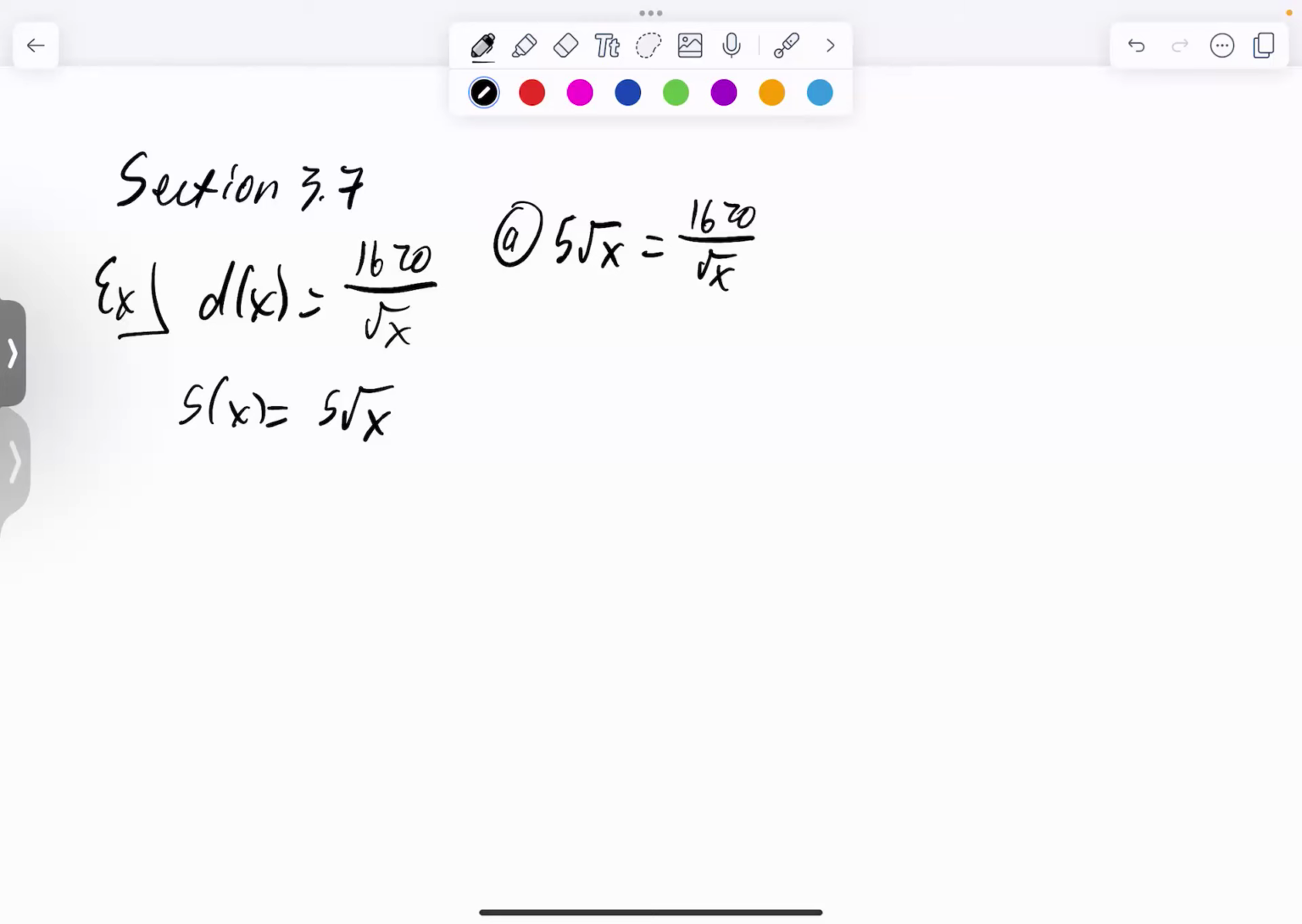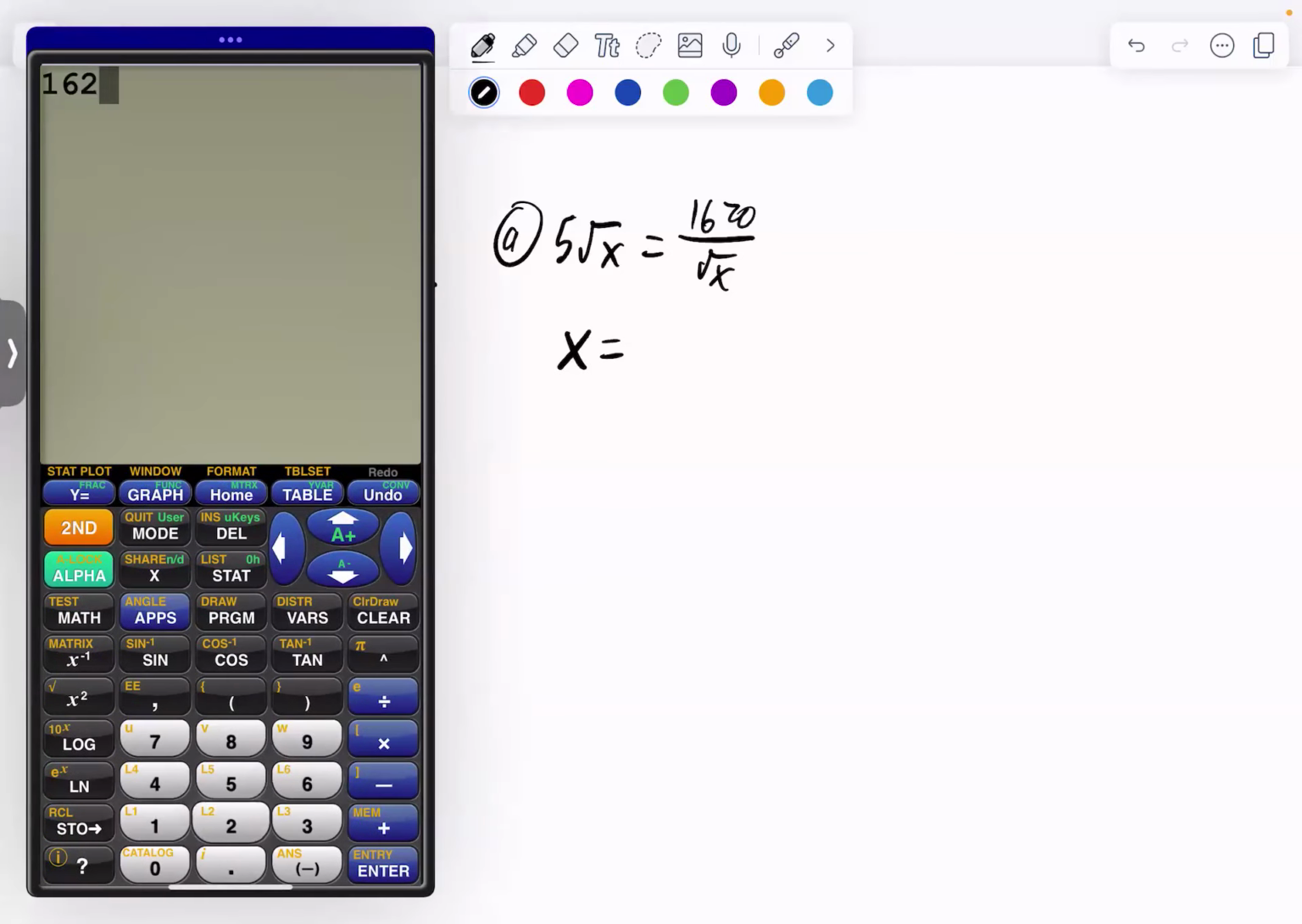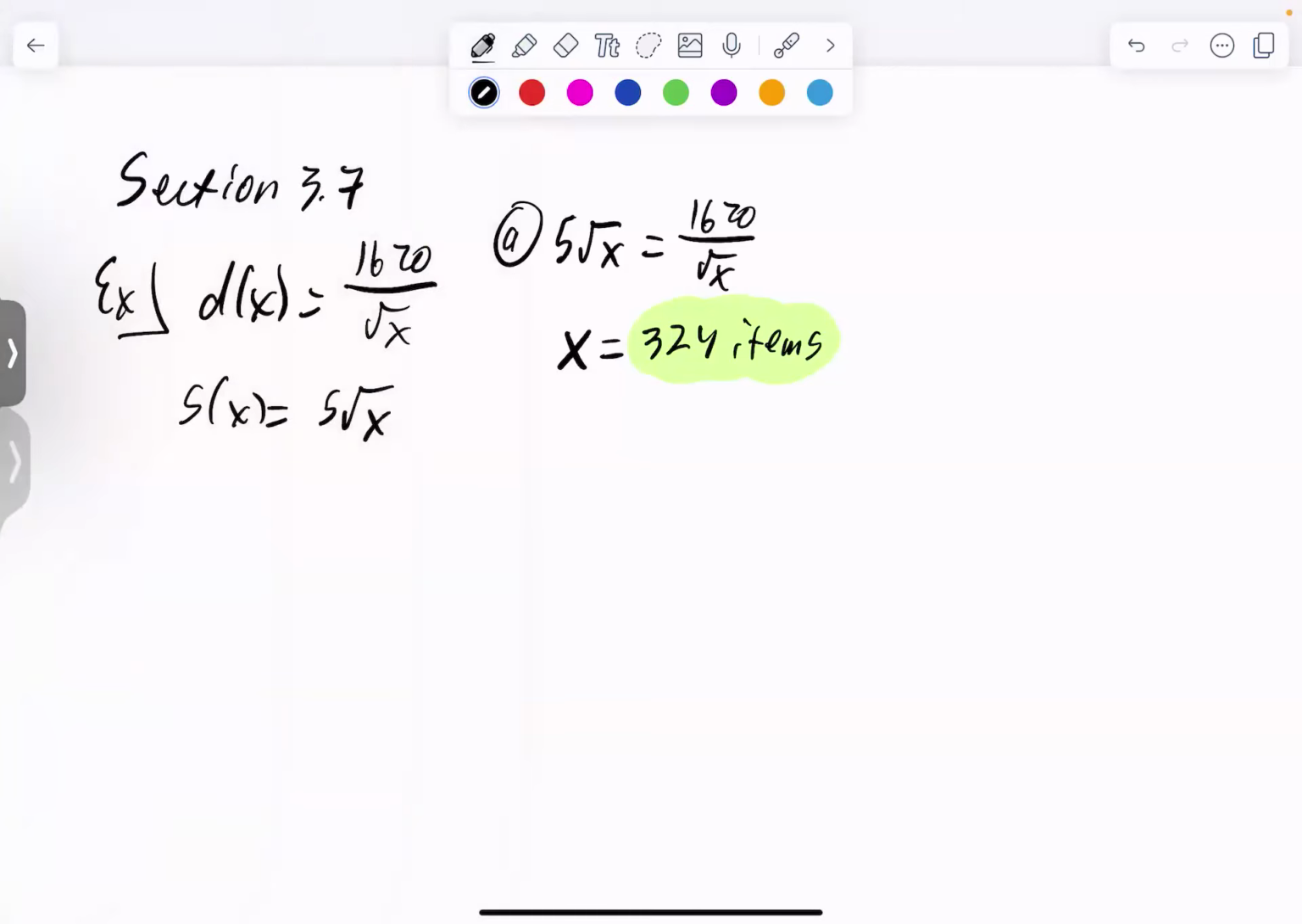I'm going to go ahead and multiply both sides by root x and divide by 5. Root x times root x is just x. And 1620 divided by 5 is going to give me 324 items. And that is my equilibrium point. There's my first answer there.